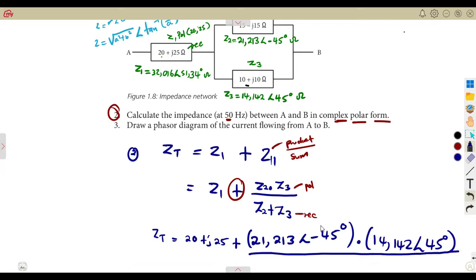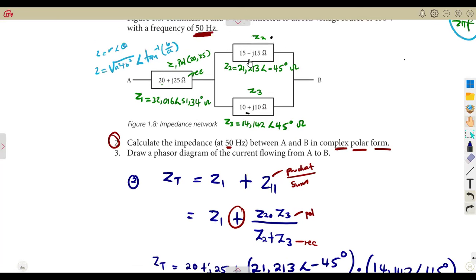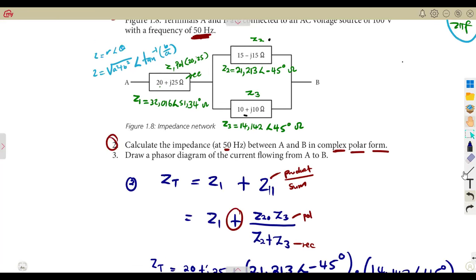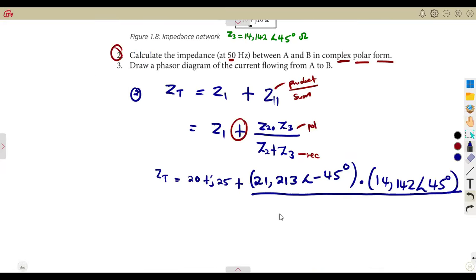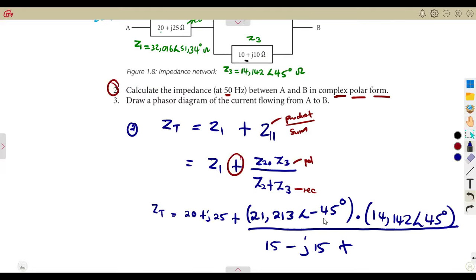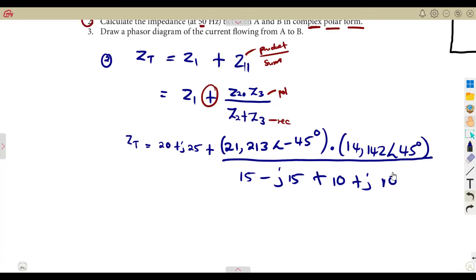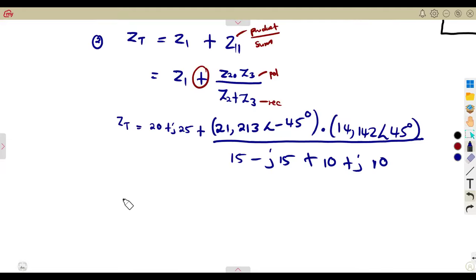But addition has to be in rectangular form. So we take our Z2 as it is in rectangular form, 15 minus j15, plus our Z3, which was 10 plus j10. So that's it. We are going to calculate our total impedance from this.